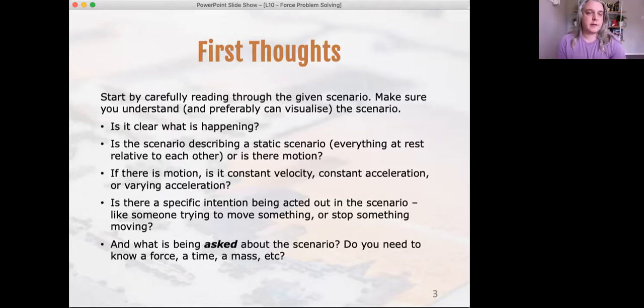The first time I read through the question, I'm thinking about all of these different things. What kind of motion, what kind of forces, what kind of purpose is there? What's happening in the scenario? Why is it happening? And what are we actually looking for about the scenario?